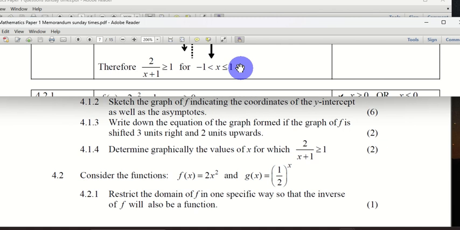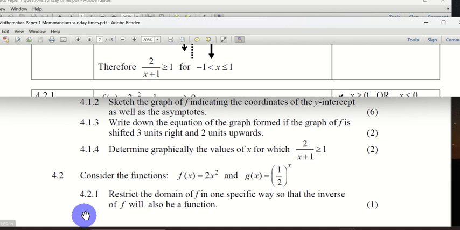Now they ask you this question. Consider the functions f(x) is equal to 2x squared and g(x) is equal to half to the power of x. What kind of function is this? What kind of function is that? f(x) is quadratic. Another name for a quadratic function is a parabola. So, what is the shape of that function? Draw for yourself the shape. How would that look? What is this function g? It is an exponential function.